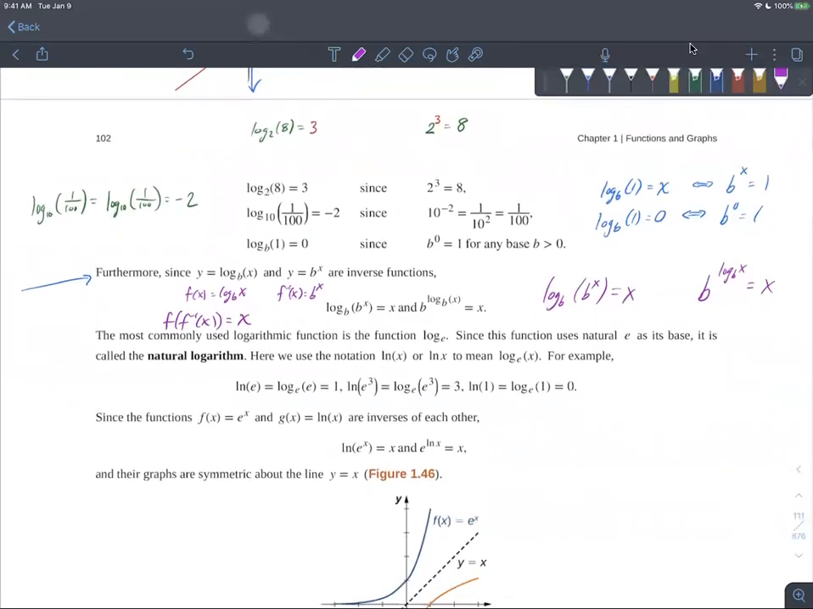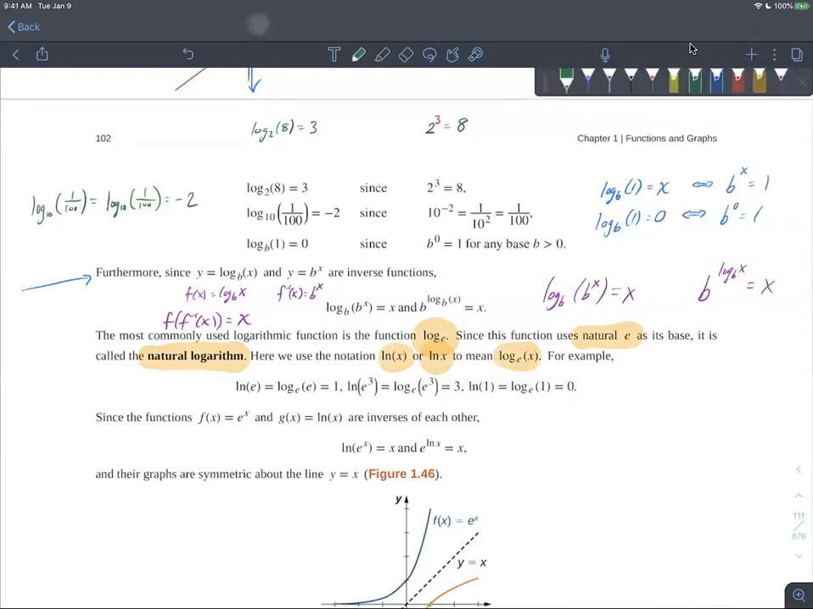The most commonly used logarithmic function is the log base e, right? So let's highlight it here, the log base e. We saw e earlier, and it was an exponential function that was very important. So its inverse is the log base e, and it is very important as well. Since this function uses the natural e as its base, it is called the natural logarithm. Here we use the notation ln of x. So ln of x, or ln x, means the log base e of x.